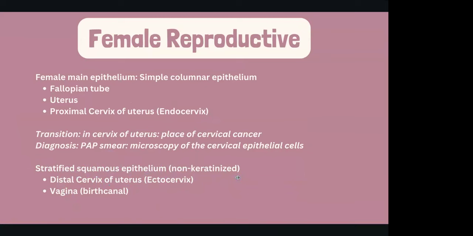Do you see this pattern? Do you see how it goes up and then down, and then they're all the same epithelium? That's very nice. I like that in repro. Now, the transition part between the endo and the ectocervix is a place for cervical cancer, and it's the most common site for cervical cancer. And how you diagnose it is that you do a pap smear and a microscopy of the cervical epithelial cells.